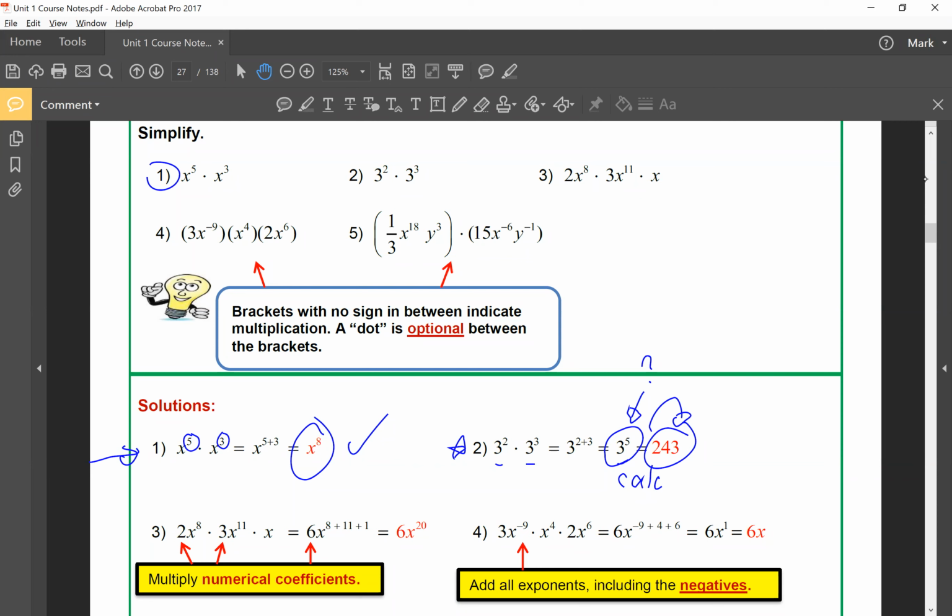Now, 3, 4, and 5 have something I haven't really talked about before. They have something in front of them called a coefficient. So what is a coefficient? A coefficient is a number in front of a variable.